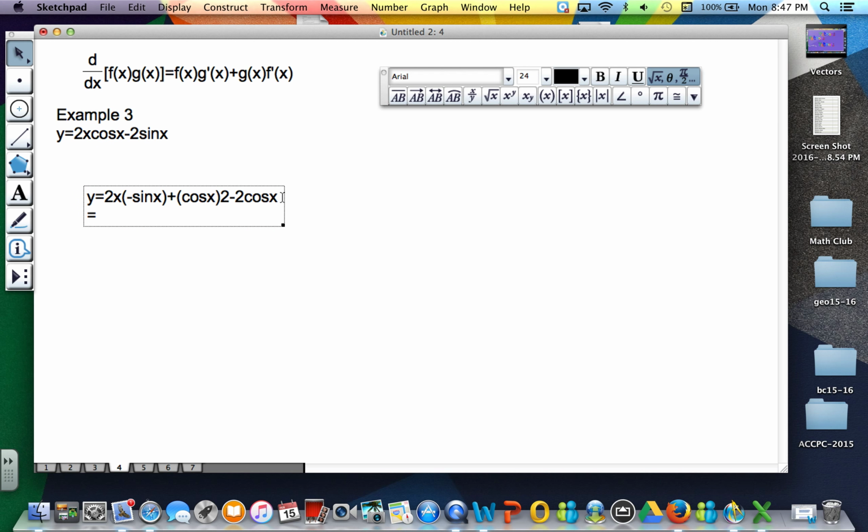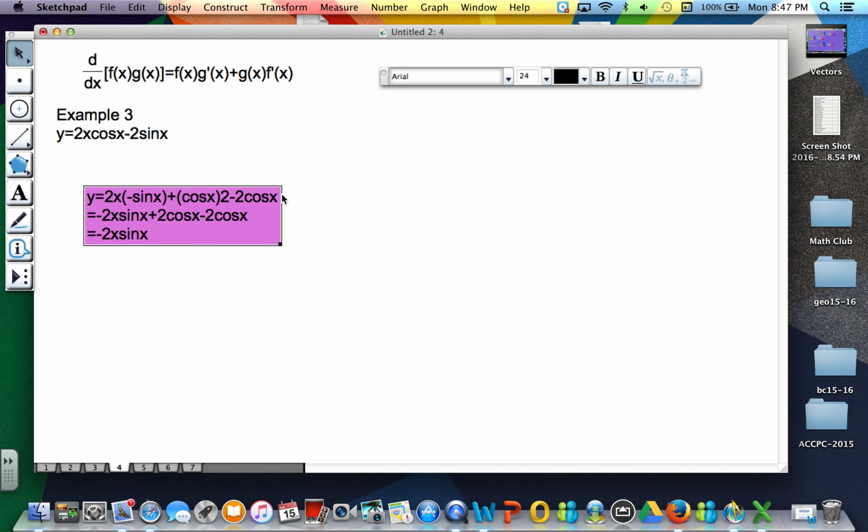Here I'm going to get y prime equals minus 2x sine x plus 2 cosine x minus 2 cosine x. Wow! Doesn't that just simplify to minus 2x sine x? I do love this country.